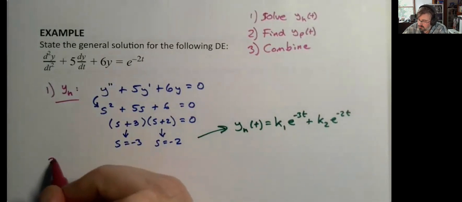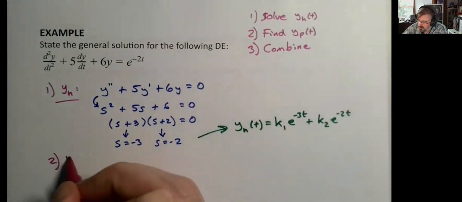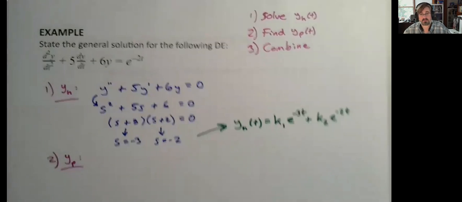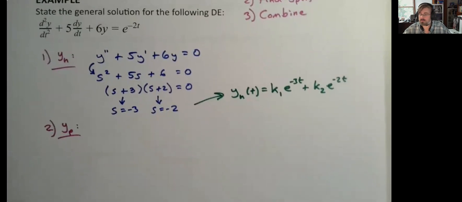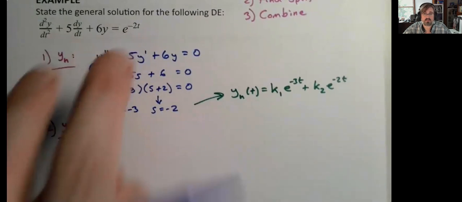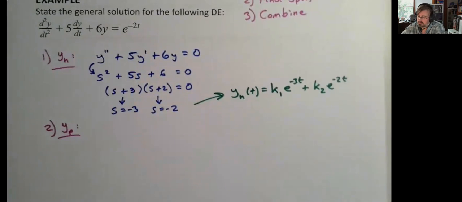Step two, that's where we're going to find our y sub p, and that involves a little bit of lucky guessing. And so what would be a reasonable lucky guess if that's our second order differential equation? What would it be? What would you guess?